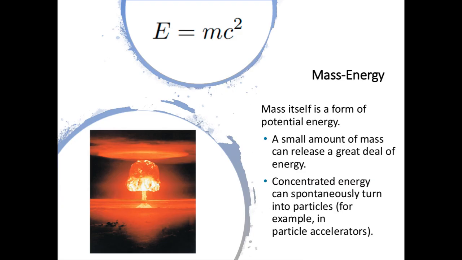Because you're multiplying the change in mass by the speed of light, which is what c is, and squaring that, and the speed of light is already a very big number, 3 times 10 to the 8 meters per second, and then I'm squaring that, which makes it an even bigger number. That means a very small change in mass can result in a very large amount of energy released.